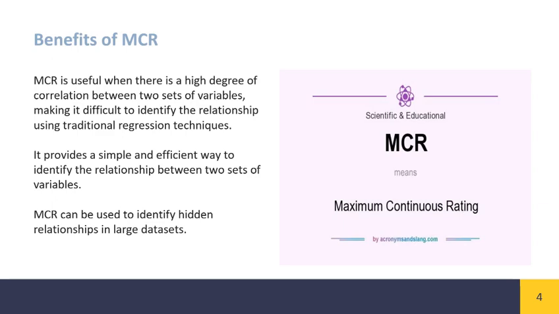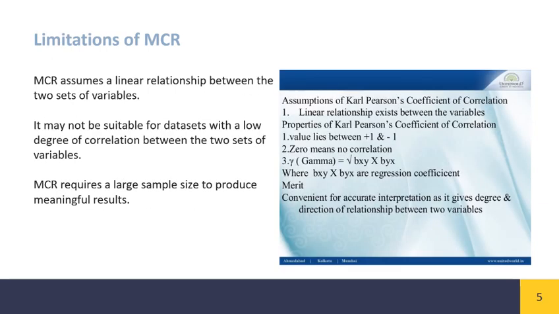So on the right side, we have a logo of scientific and educational maximal correlation regression. And we have some limitations of maximal correlation regression. Maximal correlation regression assumes a linear relationship between the two sets of variables. It may not be suitable for data sets with a low degree of correlation between the two sets of variables. Maximal correlation regression requires a large sample size to produce meaningful results.